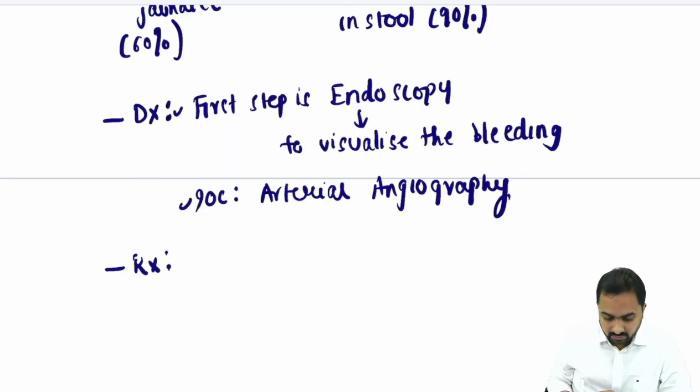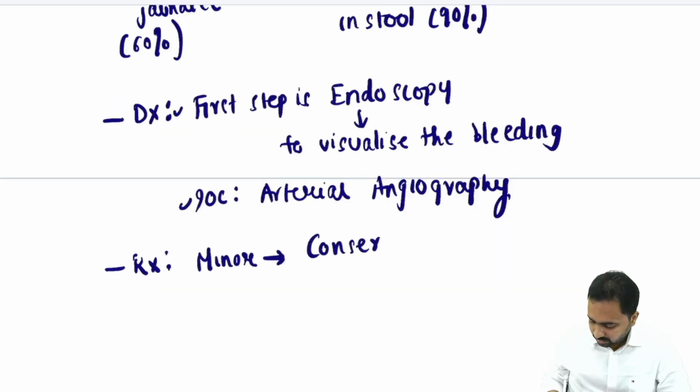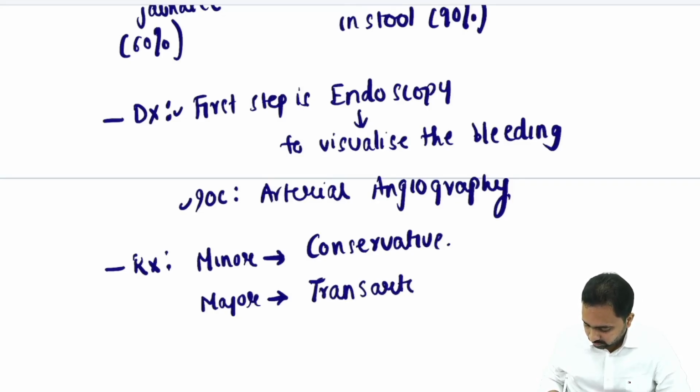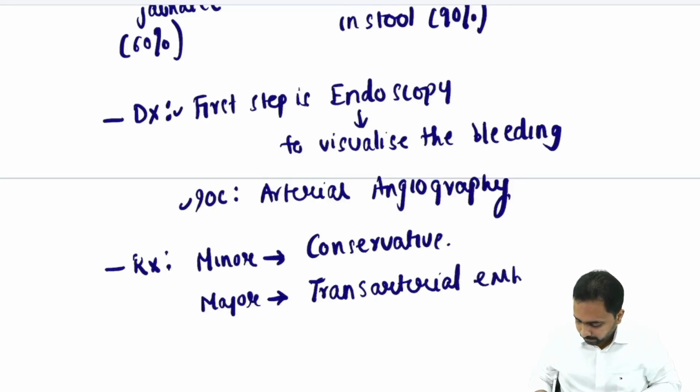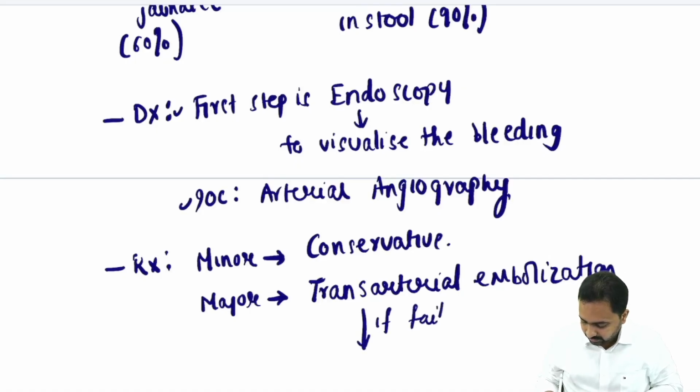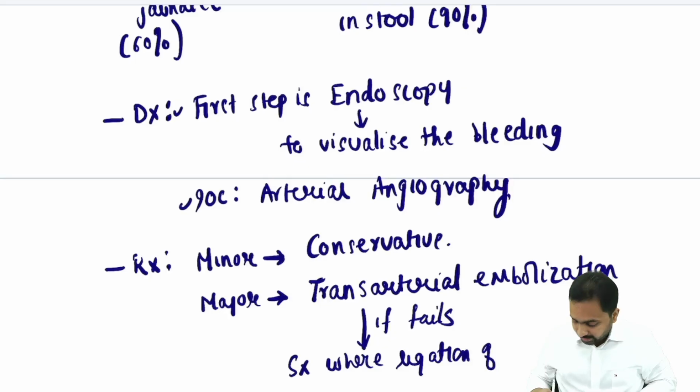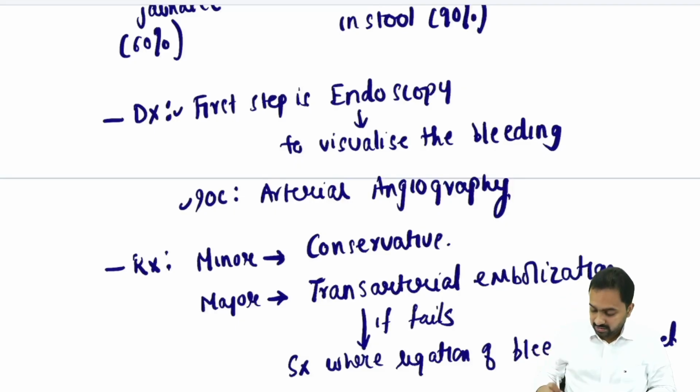Now, what would be the treatment? If it is minor haemobilia, we can have conservative treatment. However, if it is major, we need to go for transarterial embolization, which if fails, we need to go for surgery where ligation of the bleeding vessel needs to be done, or the excision of the aneurysm as needed.